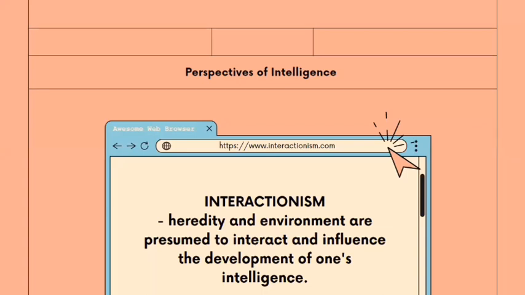Perspectives of intelligence. Interactionism. Interactionism is the view that heredity and environment are presumed to interact and influence the development of one's intelligence. A major thread running through the theories of Binet, Wechsler, and Piaget is a focus on interactionism.